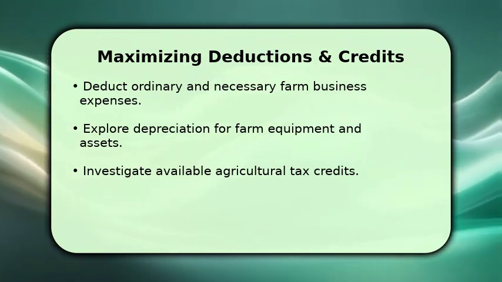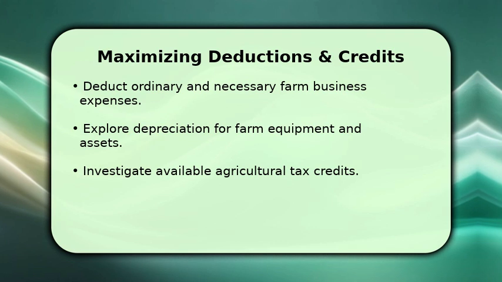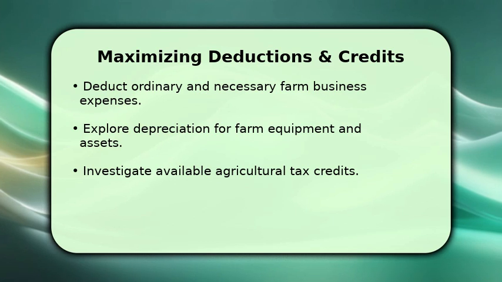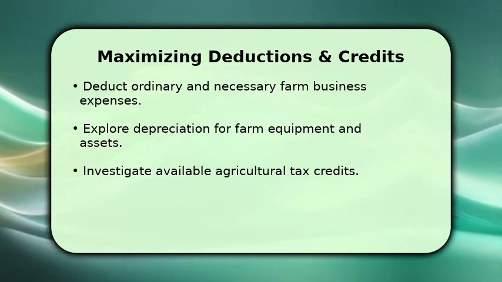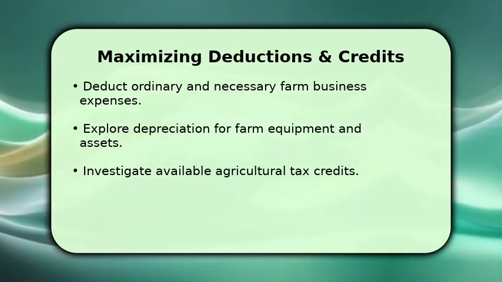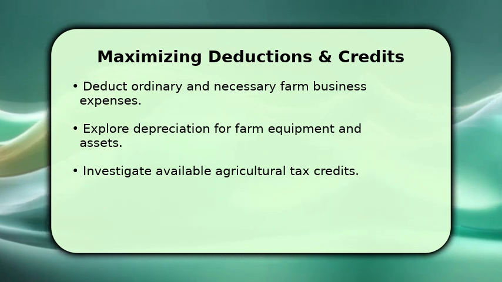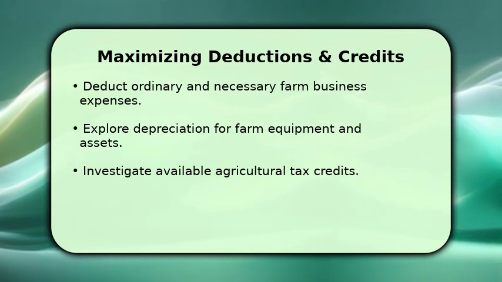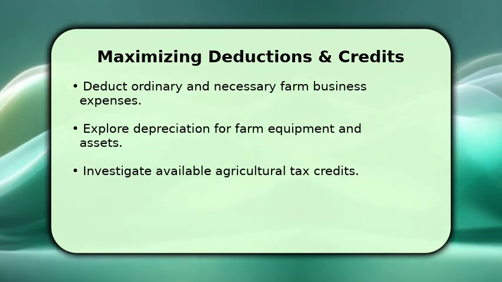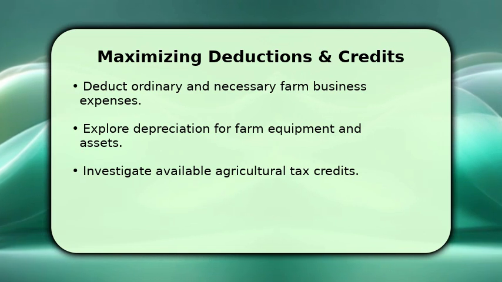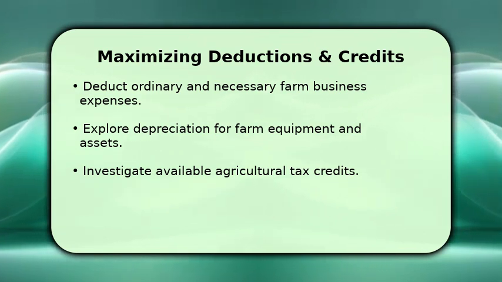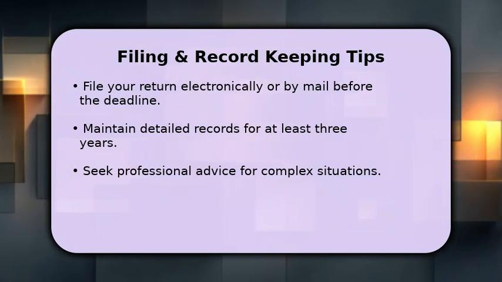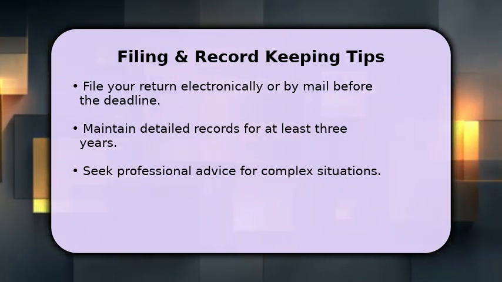You can deduct all ordinary and necessary expenses directly related to your farm business, such as feed, fertilizer, and fuel. Also, consider depreciation for significant assets like tractors or barns over their useful life. Don't forget to research specific agricultural tax credits, which can directly reduce the amount of tax you owe, offering substantial savings. Once your return is complete, ensure you file it accurately and on time, either electronically or by mail.